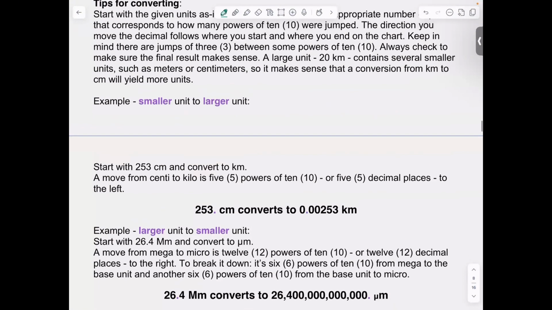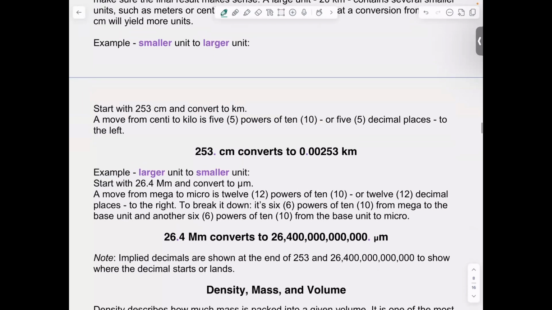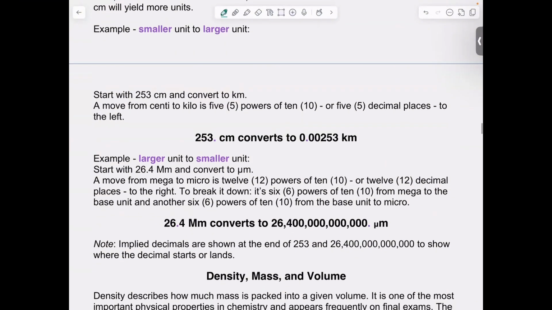12 powers of 10. Okay, good. So back down here, a move from mega to micro is 12 powers of 10, or 12 decimal places. So we simply need to take that decimal, and if you move it once, like I did right here on the left, and then you would just add 11 zeros, okay? And so ultimately we end up with, and I'll just go ahead and confirm it here, 1, 2, 3, 4, 5, 6, 7, 8, 9, 10, 11, 12. Voila. There we go.